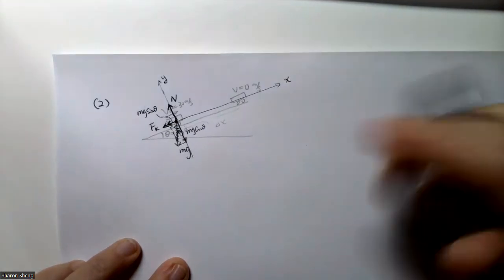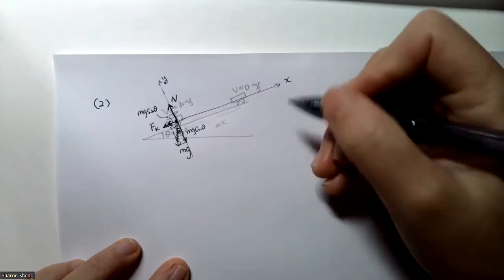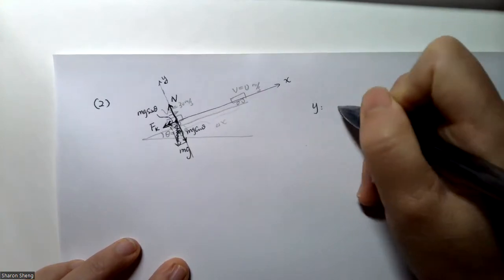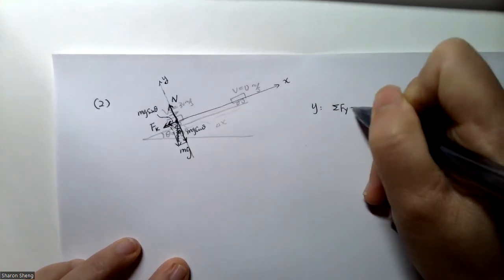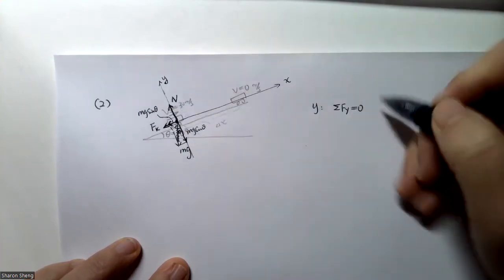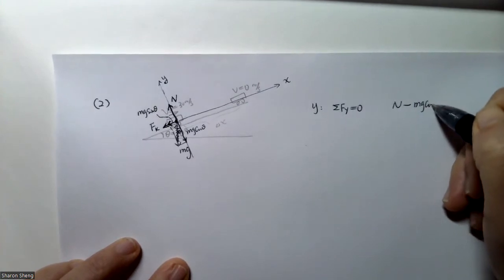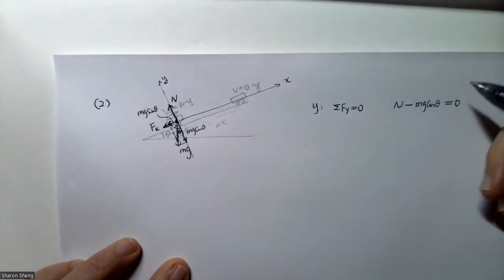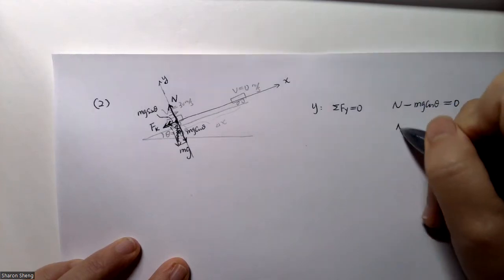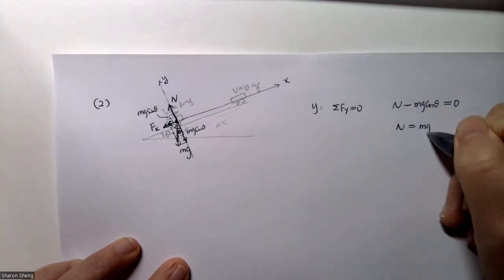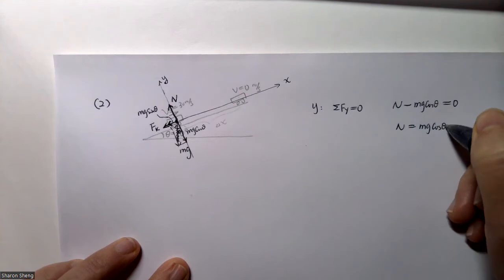Now let's look at the y direction. We'll always do the y direction first. Why? Because along y direction, the net force should be 0, which means the normal force minus mg cosine theta equals 0. The car never leaves the ground. Okay, and then we got the normal force equals mg times cosine theta.